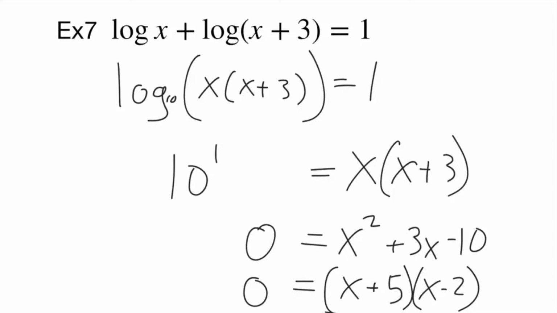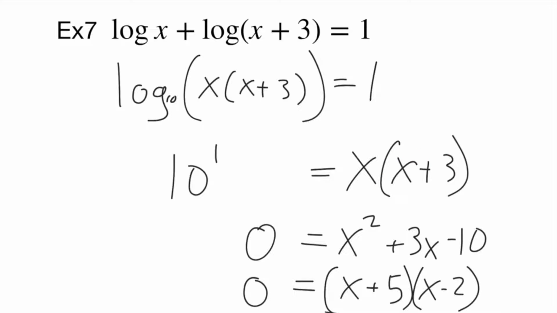Example 7, log of x plus log of x plus 3 equals 1. Well, I see two logs that are the same base, and there's addition in between the two, so I'm going to let addition on the outside make multiplication on the inside. I'm combining the two together, and that's a good thing because then I can change this from a log equation to an exponential notation. Logs always ask, what is the exponent? And there it is, the exponent is 1. 10 is the base, 1 is the exponent, and then all this is the power, which goes over here.